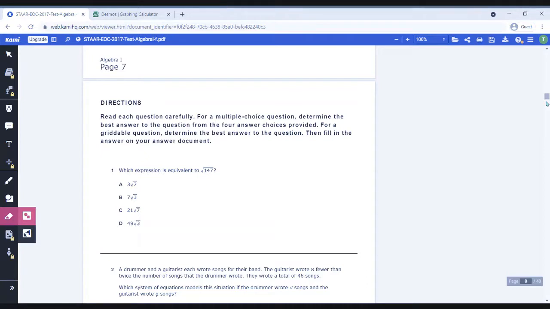Today we're going to be going over the STAAR EOC 2017 Algebra 1 STAAR test. So, let's look at number 1. Which expression is equivalent to square root of 147?